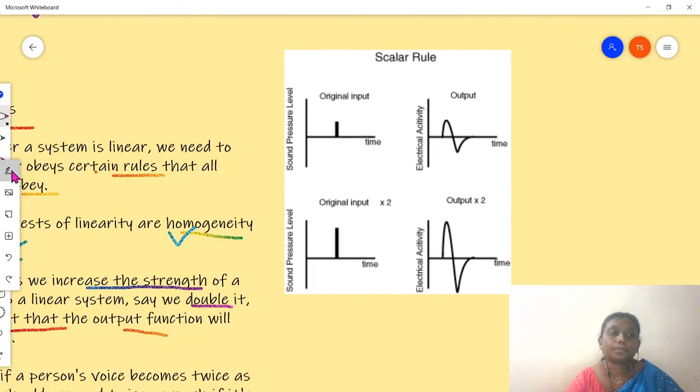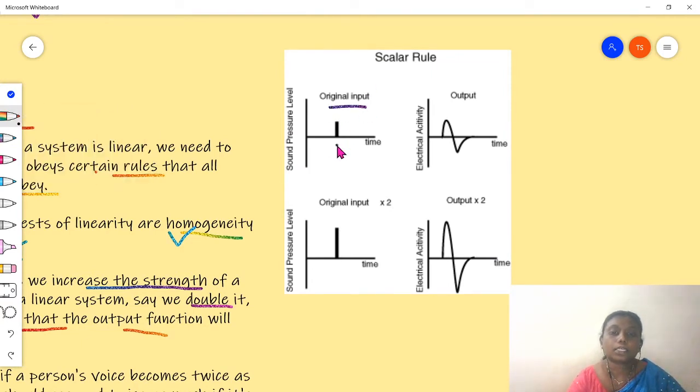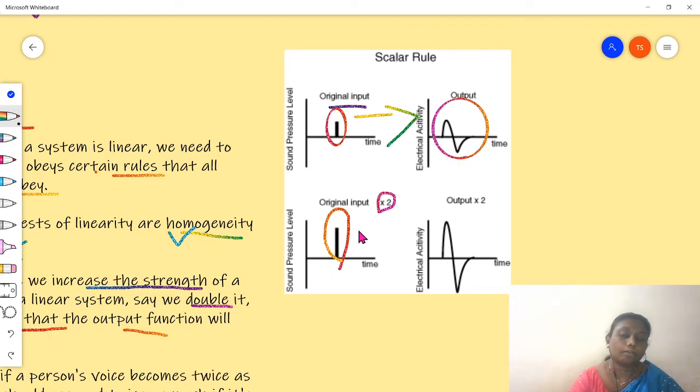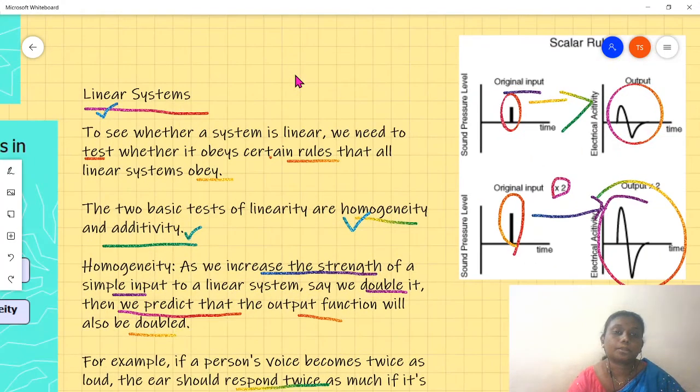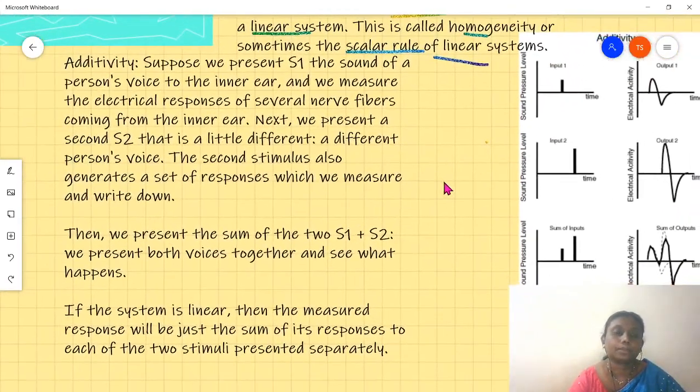The scalar rule here. This is the original image, taken at this time. Then this is multiplied by two, the doubled image. So for this original image, the output is this electrical activity, and for this doubled one, the predicted output is this one. The output is also doubled. This is the homogeneity.